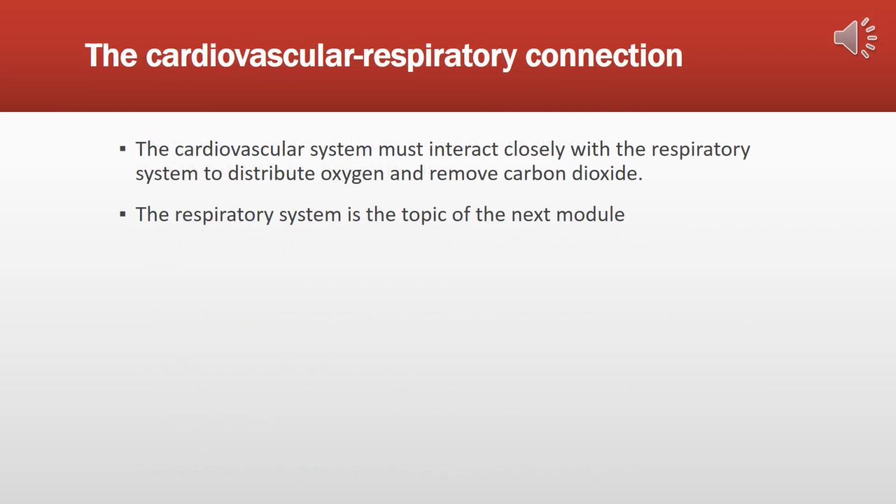The topic of the next module is the respiratory system, and I just like to follow the cardiovascular system with the respiratory system because the two are connected and they work together. And the cardiovascular system interacts very closely with the respiratory system to distribute oxygen and remove carbon dioxide. And the respiratory system is responsible for bringing oxygen and air into the body and then removing the carbon dioxide produced as a waste. And it's the topic of the next module, like I said.